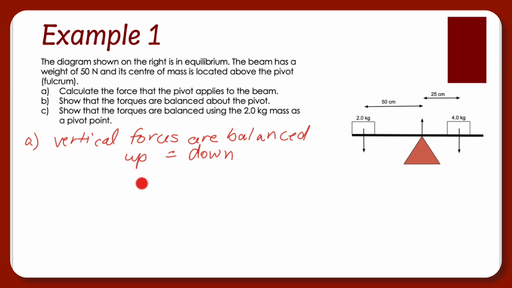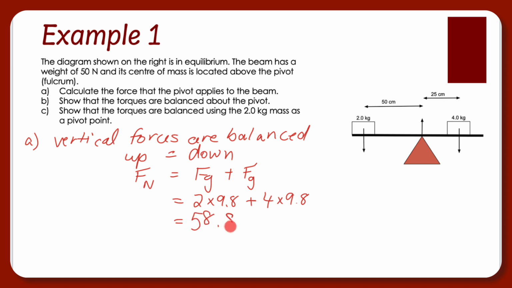Pushing up, this will be the normal force that's applied to the beam. And down, I have two forces of gravity, one from the 2 kilogram box and the other one from the 4 kilogram box. So if I pick up my calculator, I get a total of 58.8 newtons. I'll just write that up here for the next part of the question.